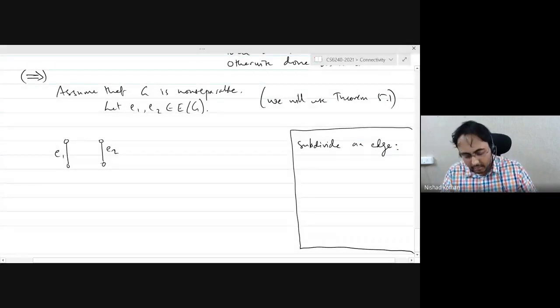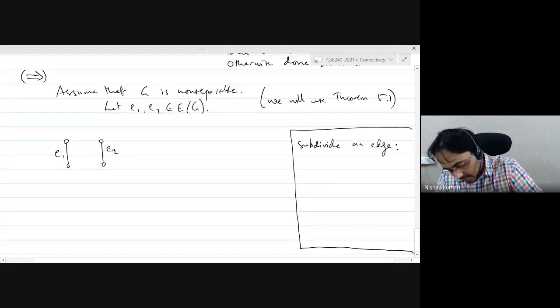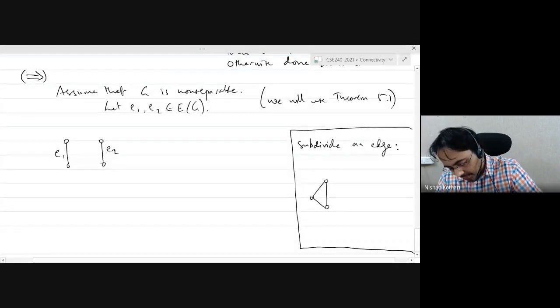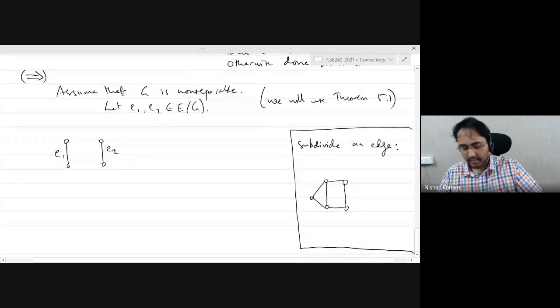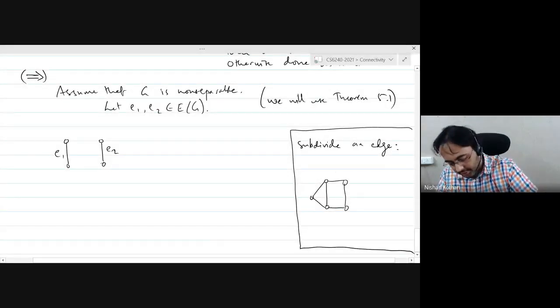Okay, and I won't write down the rigorous definition. I'll just show you an example. Supposing I have this graph, let's say, what I want to do is subdivide an edge. So let's pick one edge, E, and I will subdivide it using one vertex.